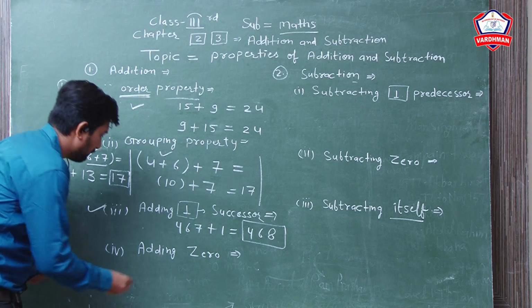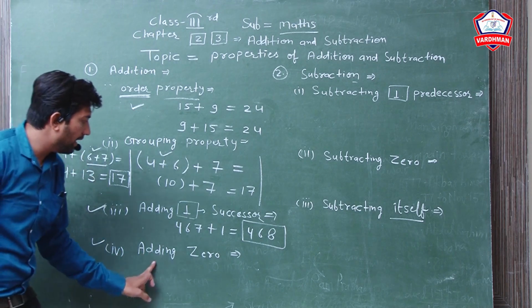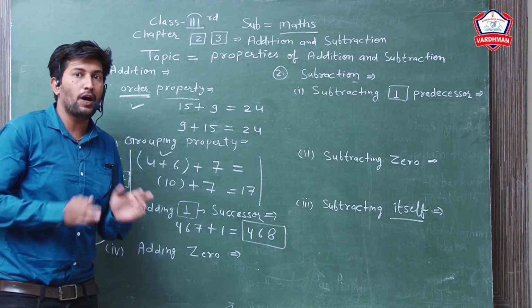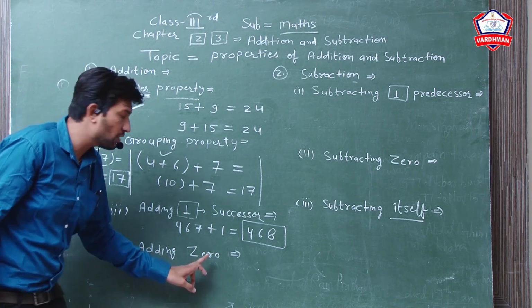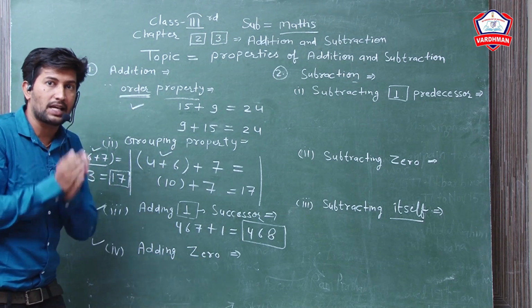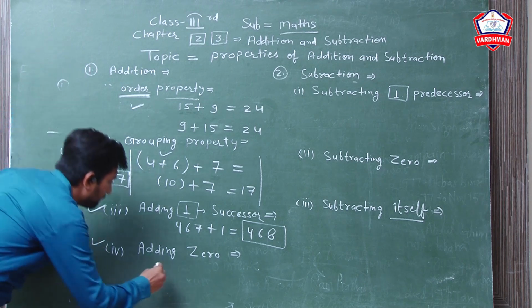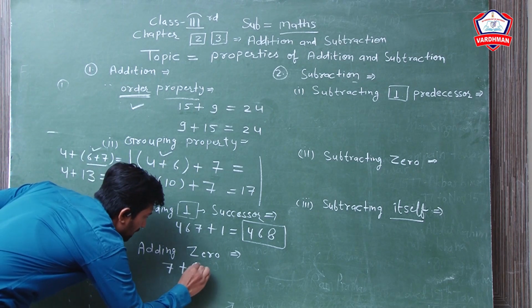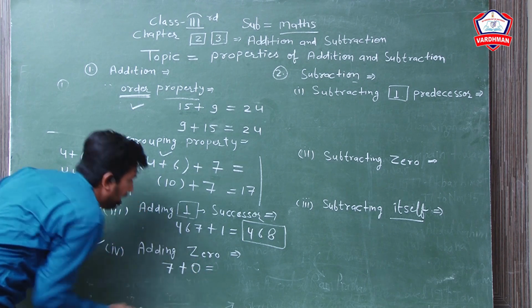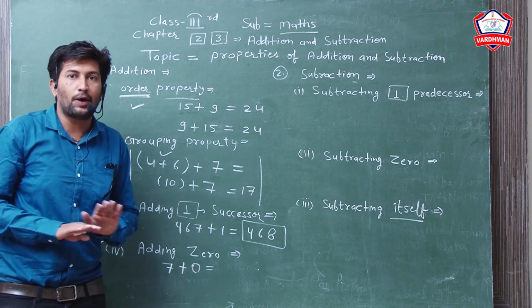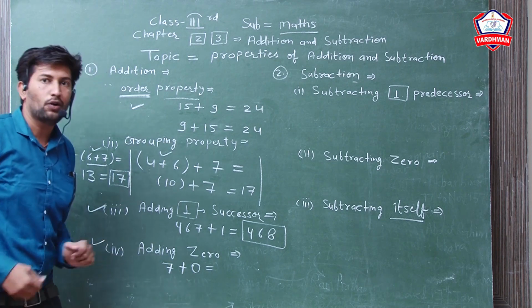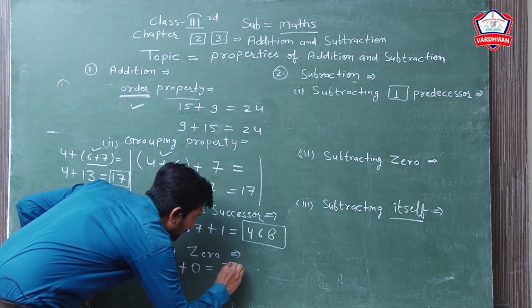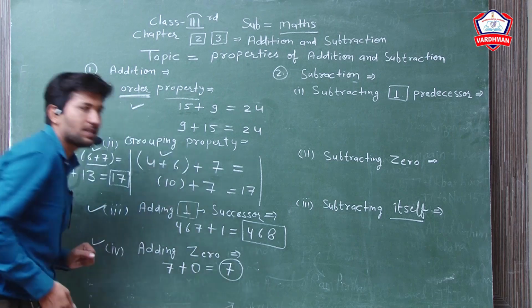Now your fourth property, adding 0. If you add 0 to any number, you will find the same number, like 7 add by 0. What do you find? Because 0 has no quantity, 0 has no value. Now 7 add by 0, what will we find? The same number, also 7.